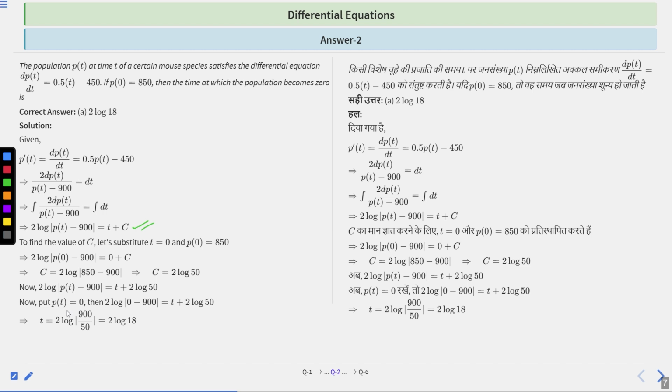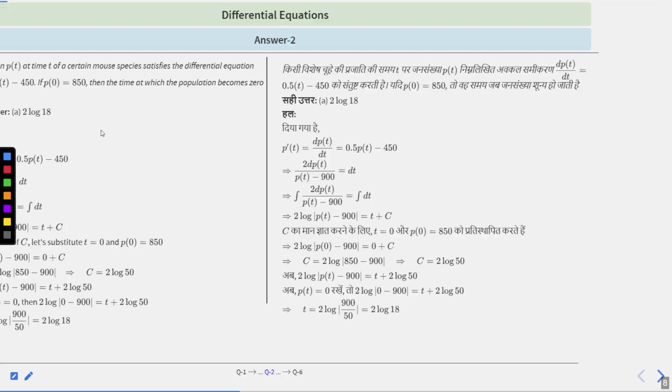Now put P(t) is equal to 0. We have to find the time at which population becomes 0. Then 2 log of 0 minus 900 is equal to t plus 2 log 50. Therefore t is equal to 2 log of 900 upon 50. Therefore, t is equal to 2 log 18. Therefore, option A is the right choice. Got it?